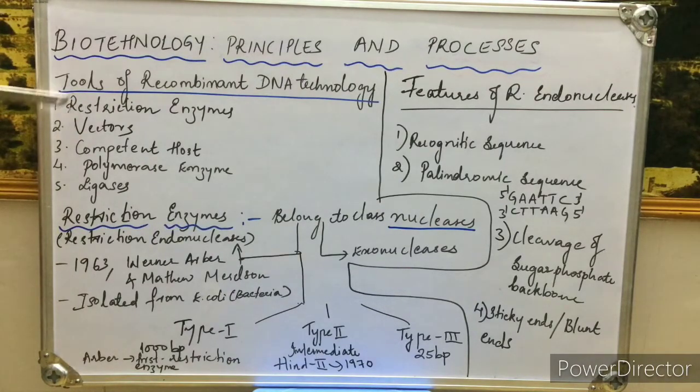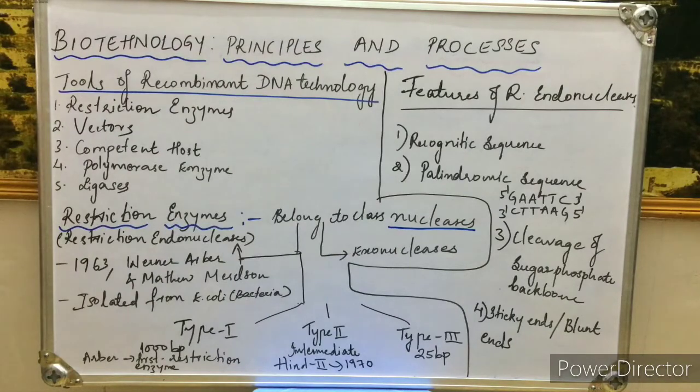If you are able to cut the gene of interest, something has to carry it to the host organism and replicate it. Only then will you get multiple copies of the recombinant DNA, and that is possible only through the vectors. So vectors are very important for recombinant DNA technology. Another important tool is the competent host. Now what is this competent host? The vector is carrying the gene of interest into the host cell or recipient cell.